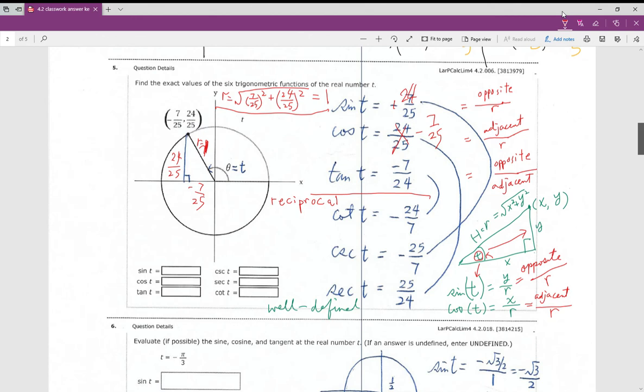Now, today we are going to learn a new trigonometric function we call tangent. Tangent t.